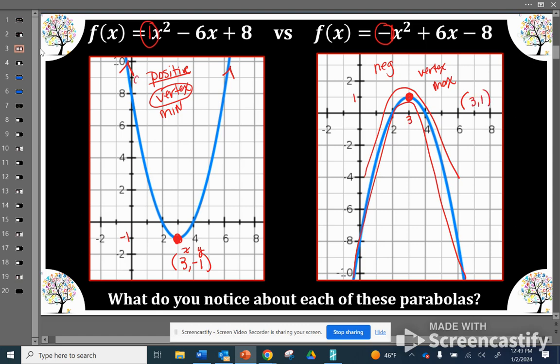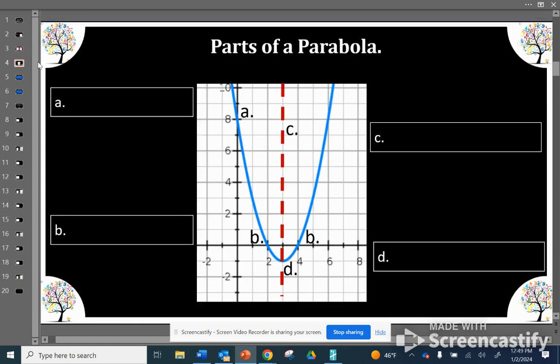So again, let's review. When our a value is positive, our vertex is the minimum point. It is the lowest point on the graph. And when our a value is negative, our vertex is the maximum point, the highest point on the graph. So let's look at the parts of a parabola. Again, the name parabola is the graph of a quadratic function. So let's take a look at our first point.